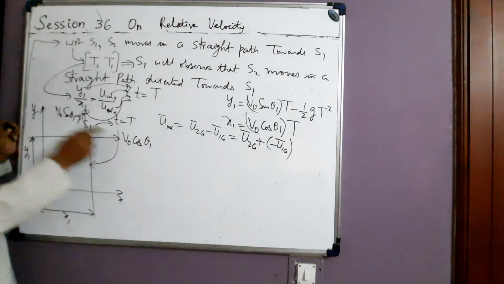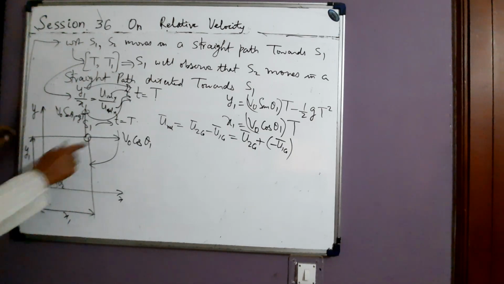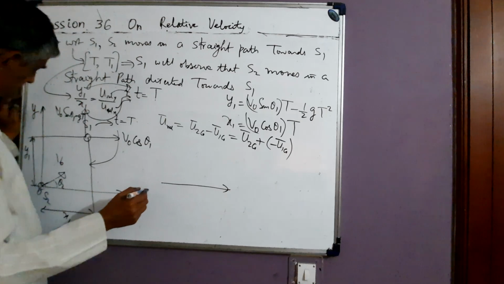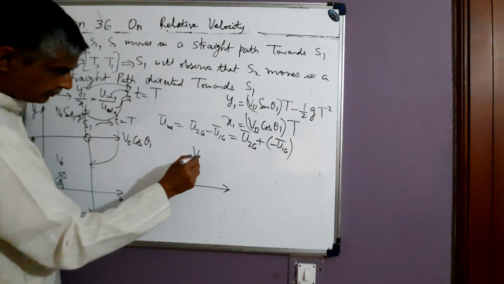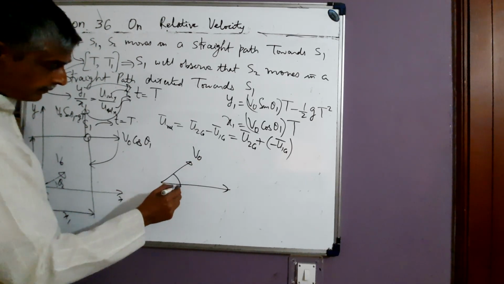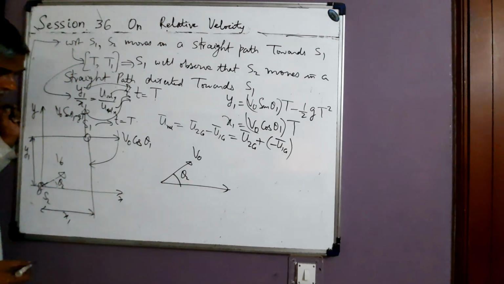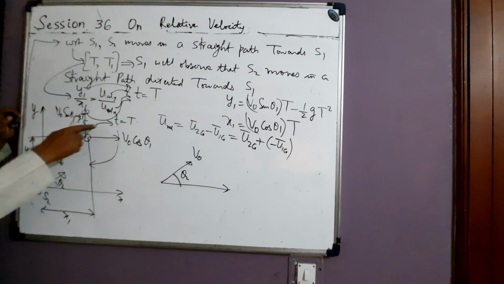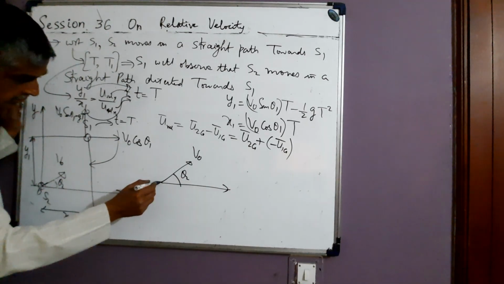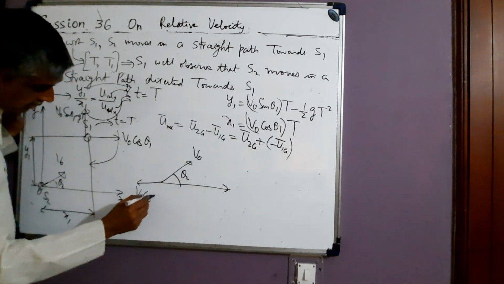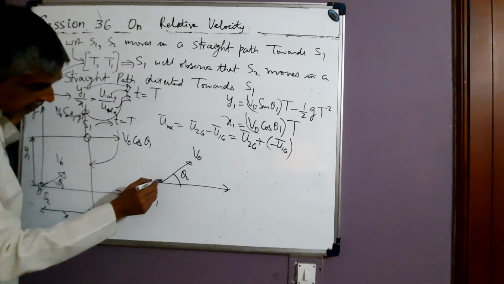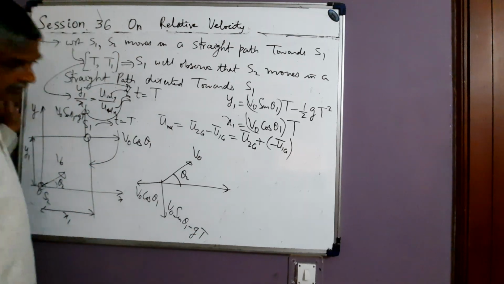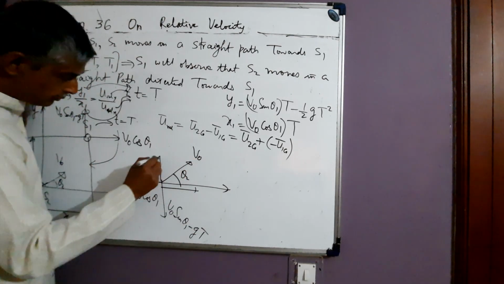Now to find u relative, we reverse these two and add them. We reverse these two and add this. So we draw a separate diagram. V naught, theta 2. And we reverse these two components. Reversing this means reversing the two components of u1. So this will be reversed, and this vertical will also be reversed. And this will have two components, this component and this component.